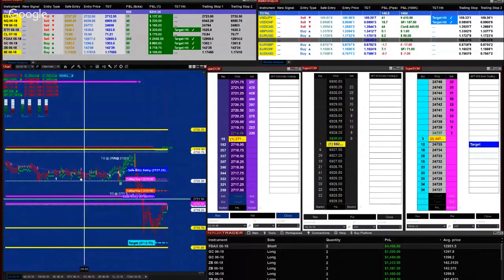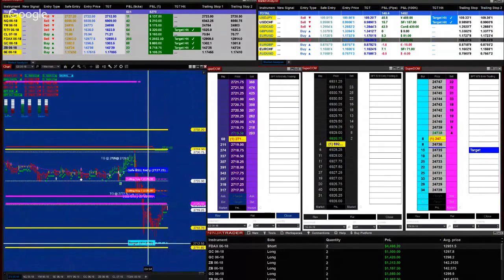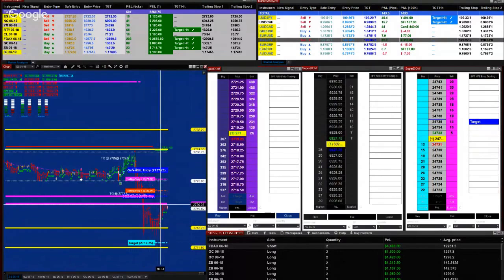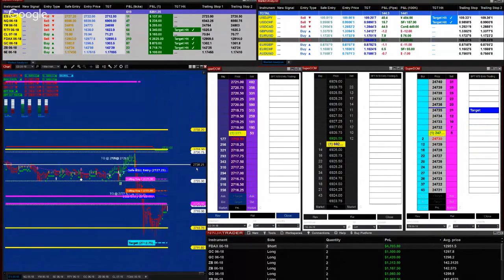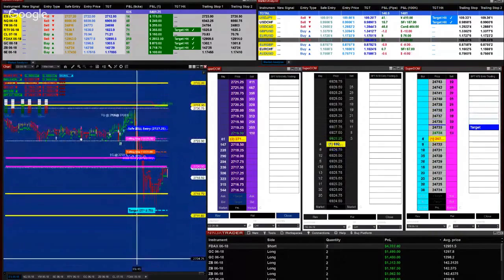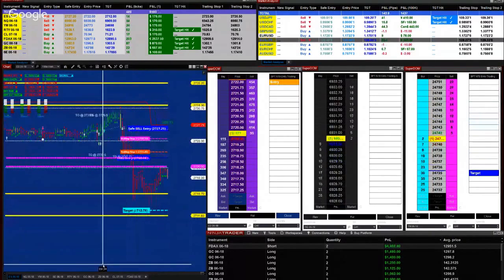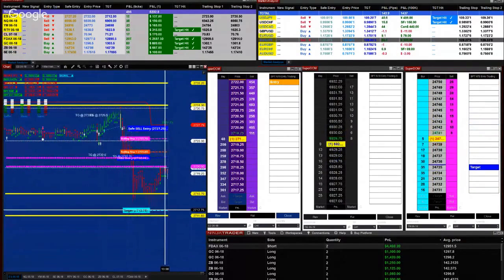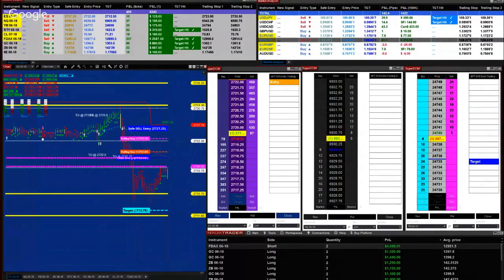The ES, we already hit the target. We are already done, and it pulled back to the resistance. So once it pulled back to the resistance, that means it is going back to test the target again. So I'm just watching it, and I'll let you know if there is anything here to chew on. I apologize.